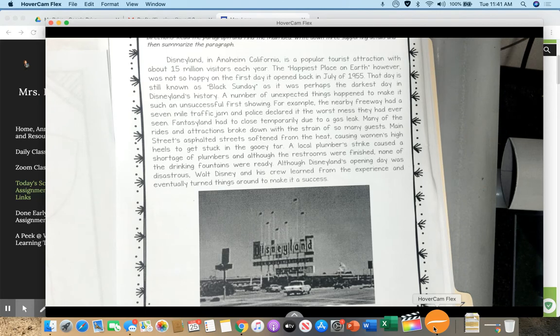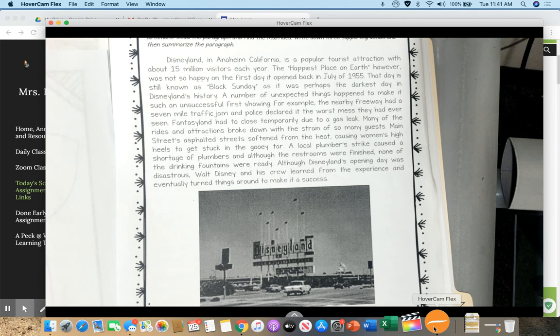Okay, so let's talk about what the main idea was. The main idea is a one-sentence summary of what the passage was mostly about. What was this passage about? It was about Disneyland and the reason why their first day was unsuccessful. So we could summarize that by saying, Disneyland had an unsuccessful first day of opening due to many incidents. So that is how we identify what the main idea is.